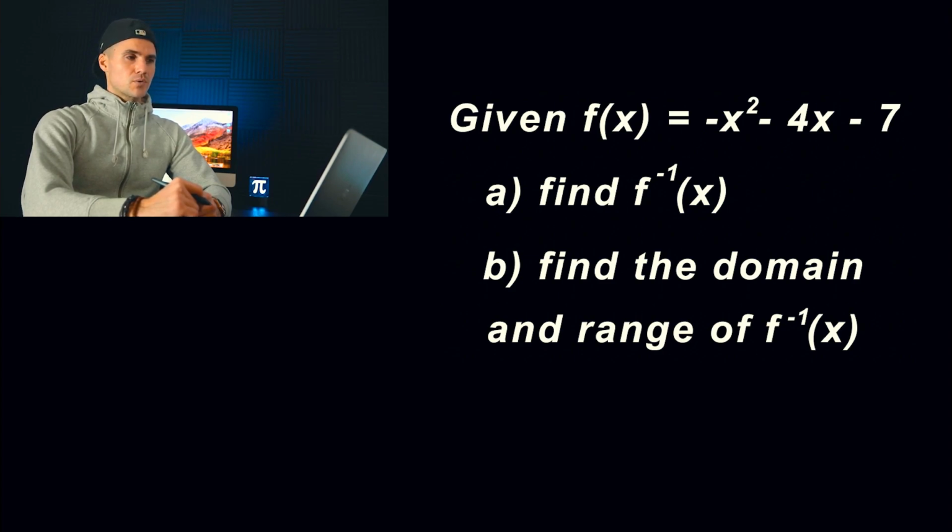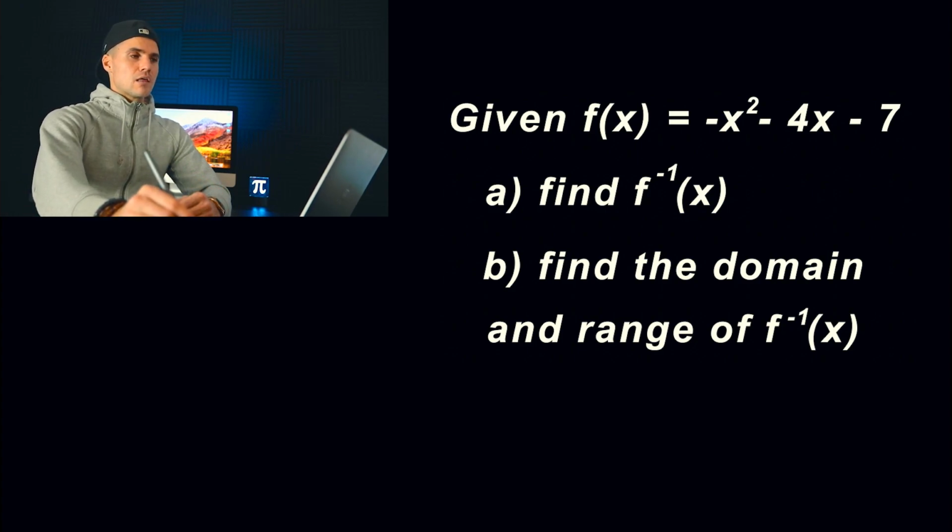So in this particular question, we are given a quadratic. We've got f of x equals negative x squared minus 4x minus 7. We've got to find the inverse of it, and then also the domain and range of the inverse. Now, unfortunately, this quadratic is given in standard form.